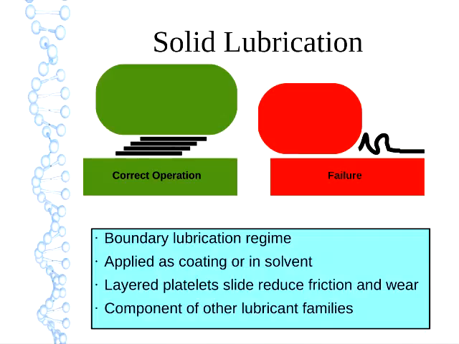So solid lubrication, you are going to be in boundary lubrication. It can be applied as a coating, or it can be put in a solvent and sprayed on, and the solvent evaporates. Typically the form is, if you look at it at a fine scale, you've got layered platelets making up the solid lubricant, and those platelets are able to slide relative to each other. That absorbs the difference in velocity between the surfaces and reduces the stress on the surfaces.